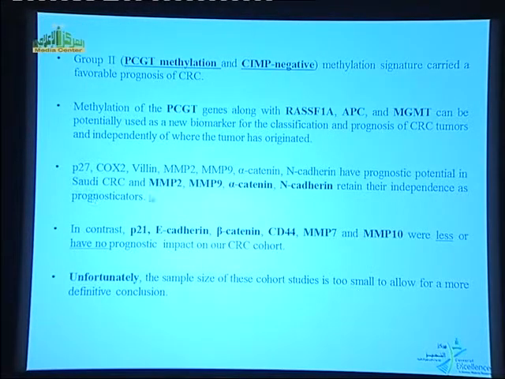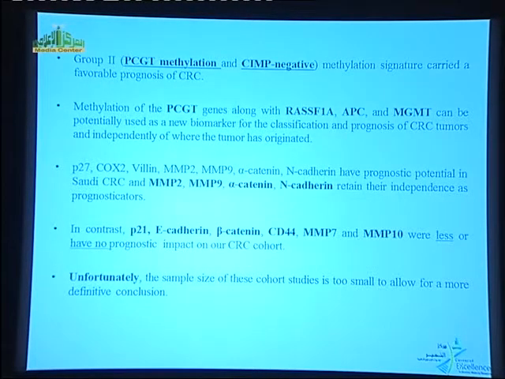B27, COX2, Villin, MMP2-9, alpha-catenin, and cadherin all have prognostic potential in Saudi colorectal cancer, and MMP2-9 and alpha-catenin retain their independence. They are independent of the stage and other molecular markers, while B21, E-cadherin, beta-catenin, and CD4 had less or no prognostic impact in our colorectal cancer cohort.